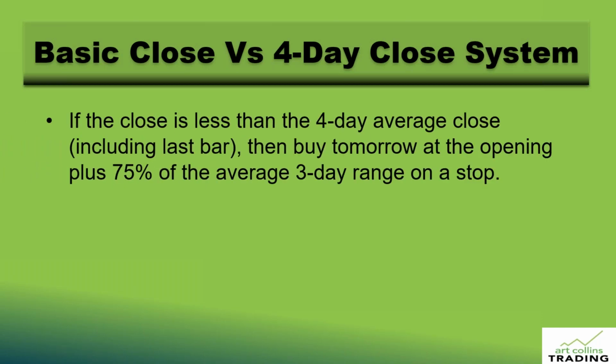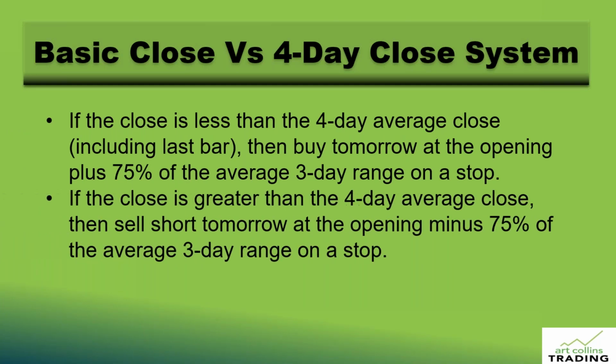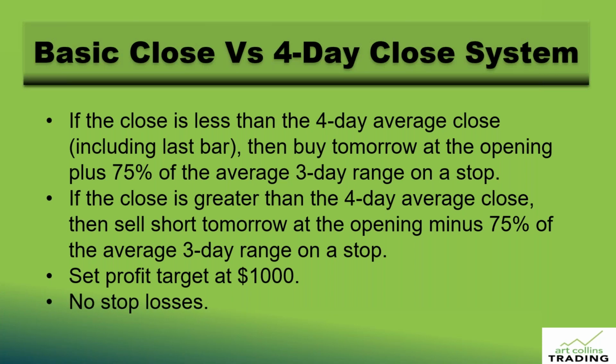If the close is less than the 4-day average close, including the last bar, then buy tomorrow at the opening plus 75% of the average 3-day range on a stop. If the close is greater than the 4-day average close, then sell short tomorrow at the opening minus 75% of the average 3-day range on a stop. Set your profit target at $1,000. No stop losses. Okay, I take it back.